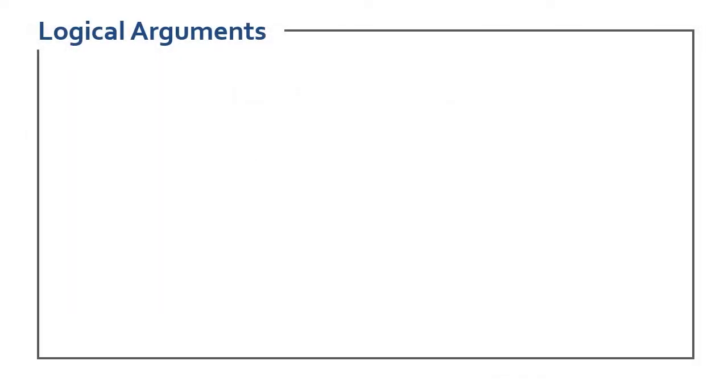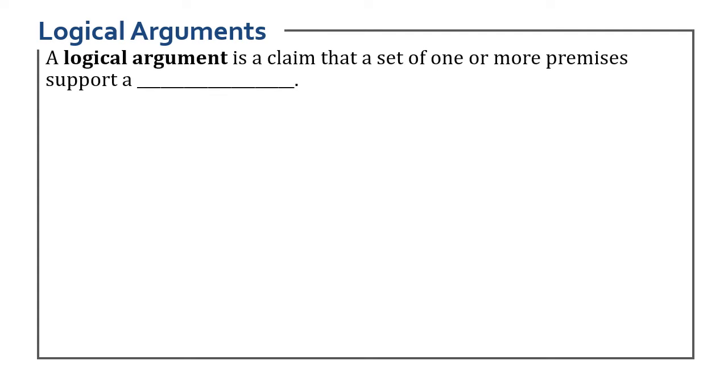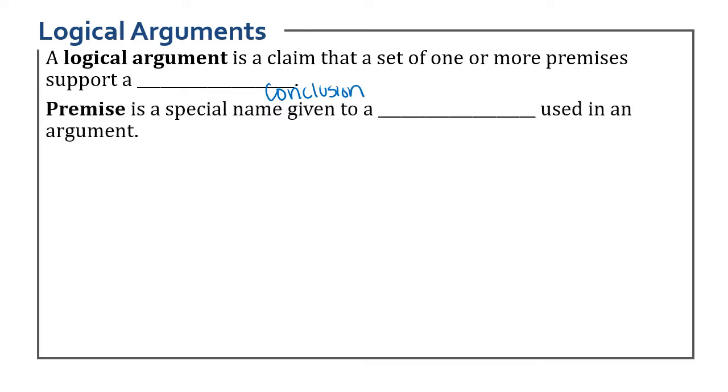As always, let's start out with some definitions. Logical arguments. A logical argument is a claim that a set of one or more premises support a conclusion. A premise, and we've talked about this in a previous section, is a special name that's given to a proposition that's used in an argument.